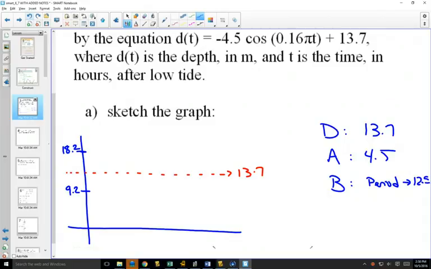So we label our d value, our sinusoidal axis. We use our amplitude to find our maximum and our minimum. Now our period is 12.5. Choose somewhere along your x-axis to mark 12.5 and split it into 4 equal sections. And label those 4 sections.